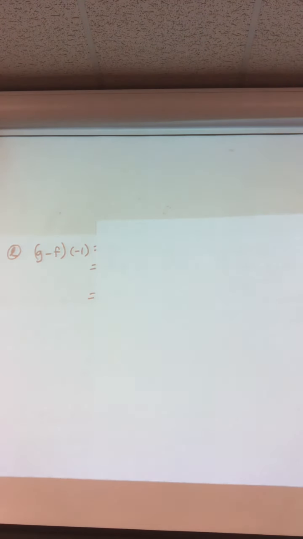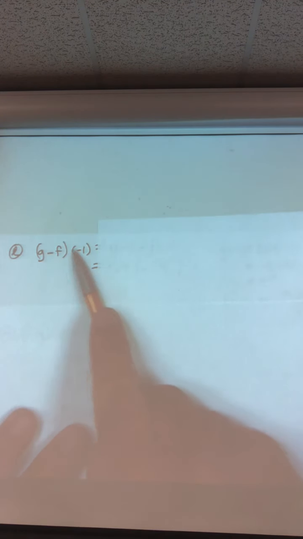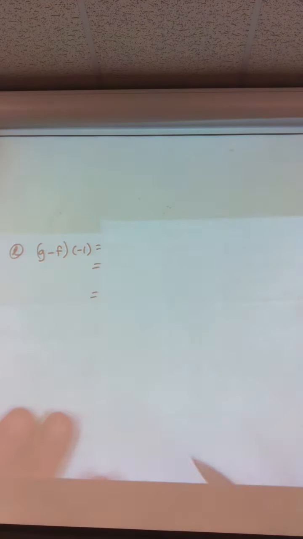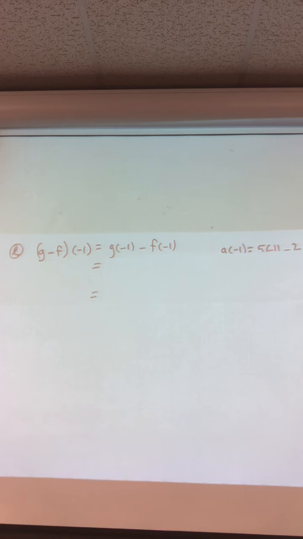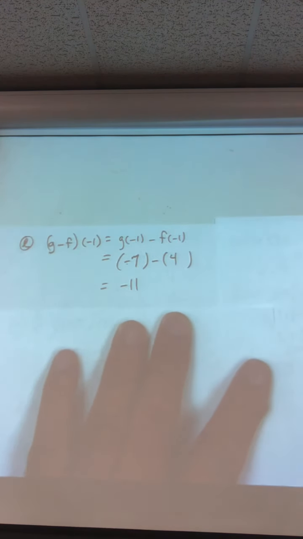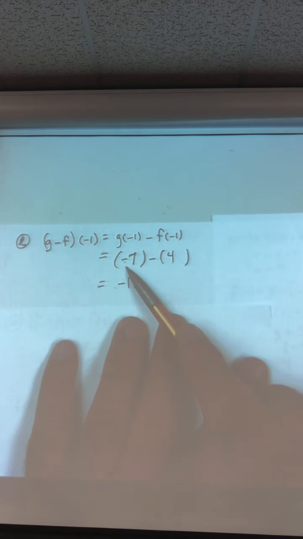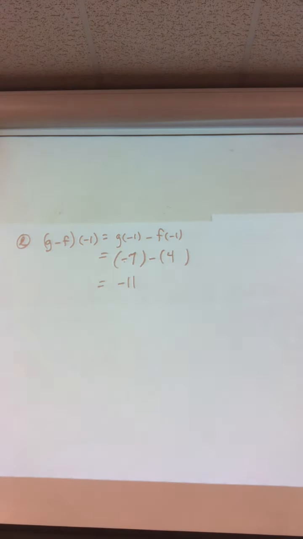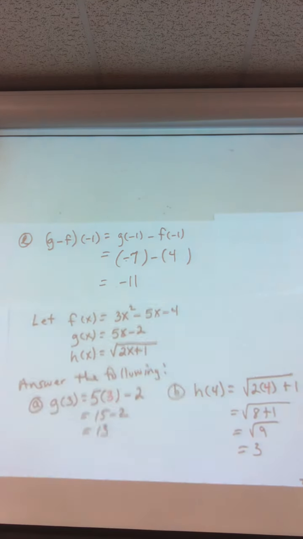So we'll do g minus f of negative 1. So this would be g of negative 1 minus f of negative 1. That would be the first thing I would write right there. Now, you've already copied this down. So the question is, where did this negative 7 come from and where did this 4 come from? You have to find g of negative 1. Now, how do I do that? Remember your original functions right here?